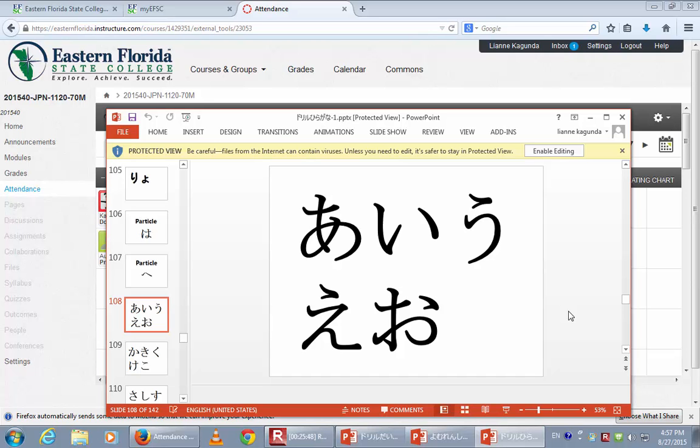Bango. This is number in the sense of like a house number or a telephone number. So remember the word for phone from before? Denwa. Put them together. Denwa bango, phone number. Denwa bango is phone number. So bango is number.